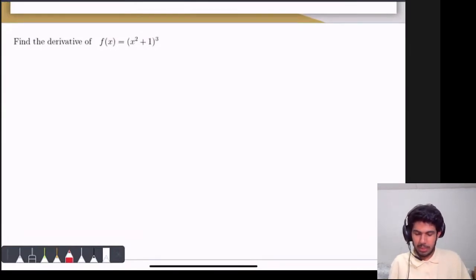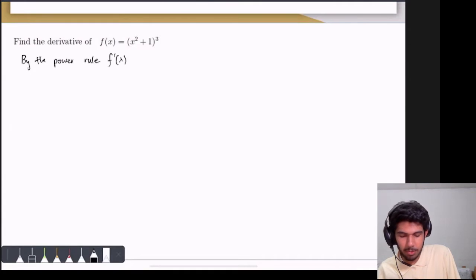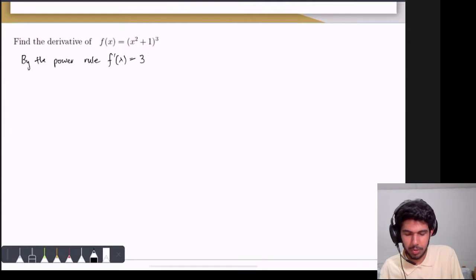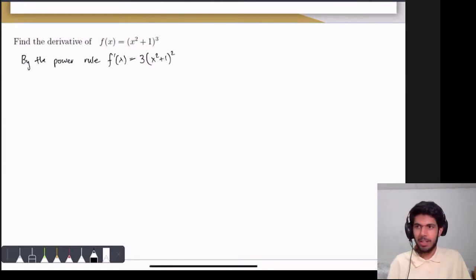So this kind of looks like a power rule type of question, right? We might say that by the power rule, f prime of x equals, well, the power rule tells us to bring down the exponent, so that would be 3, and then we keep this term, and then we subtract the power by 1, 2. But this actually doesn't work.